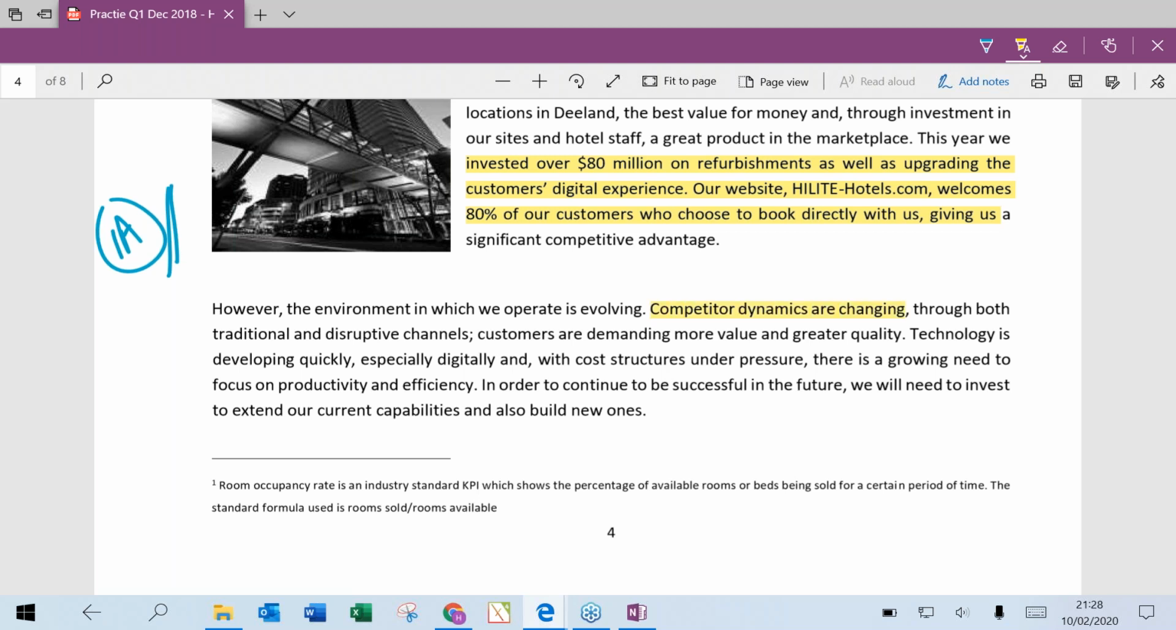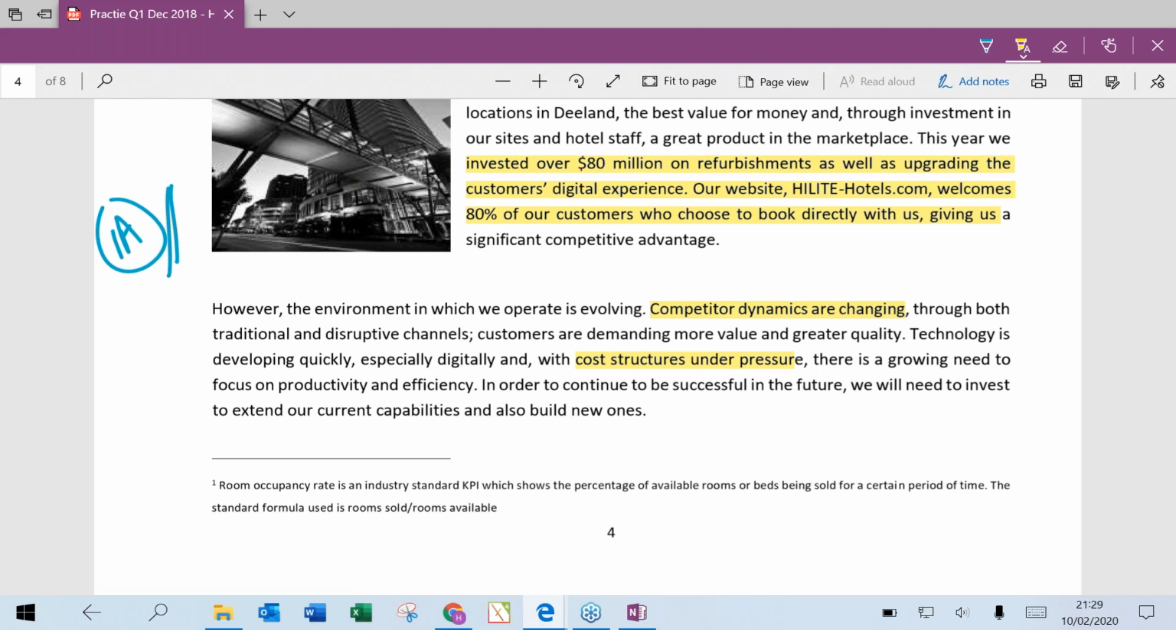Technology is developing quickly, especially digitally, and with cost structures under pressure, there is a growing need to focus on productivity and efficiency. In order to continue to be successful in the future, we will need to invest to extend our current capabilities and also build new ones. So competition is changing. There are cost structures under pressure. Okay. Can we use this as success factors? No, these are negative points.